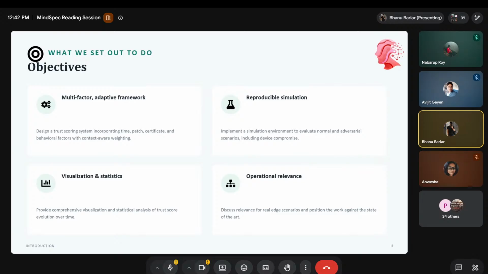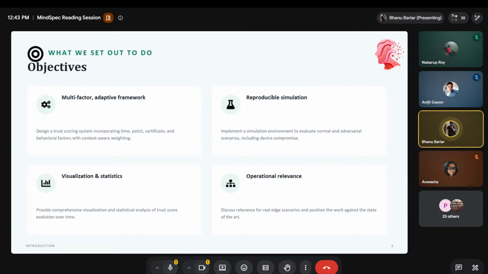operational context. The second objective is to build a reproducible simulation environment that models realistic zero trust operations such as authentication, policy evaluation, access control, attack scenarios, and more. The third objective is to provide visualization and statistical analysis of trust score evolution.